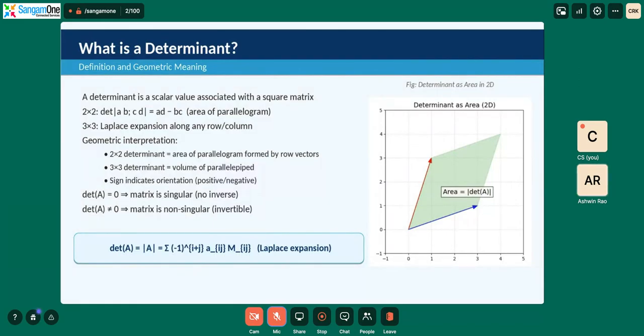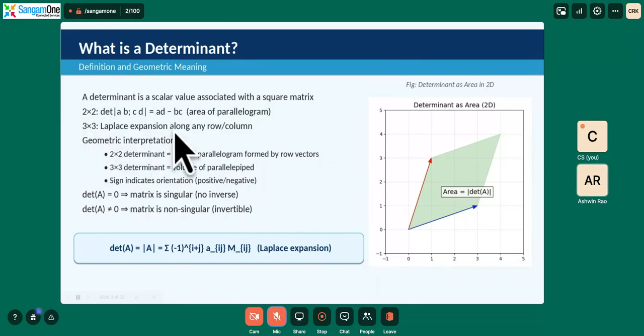Determinant is a scalar value associated with a square matrix. We all recalled this in the previous session. Basically, the determinant is A, B, semicolon, which means it is separated by another row. That's why it's AD minus BC. This is the area of the parallelogram, as you can see here. This is the representation of the determinant.